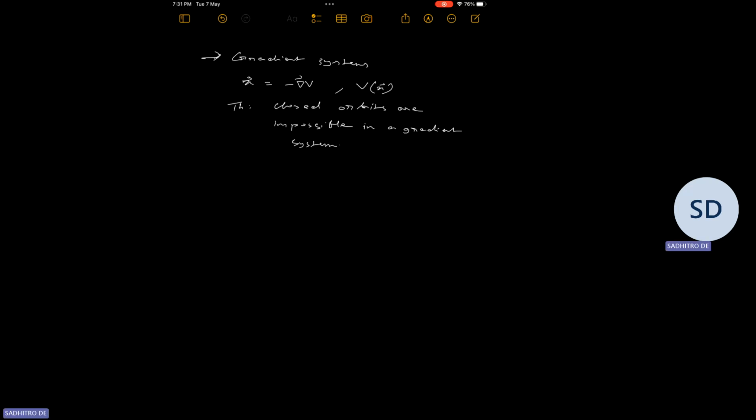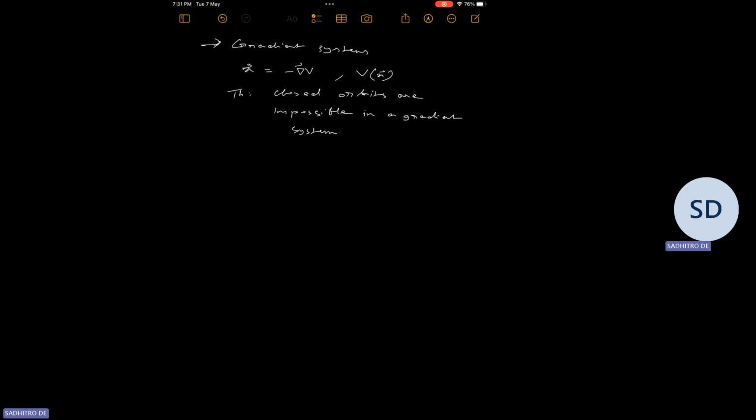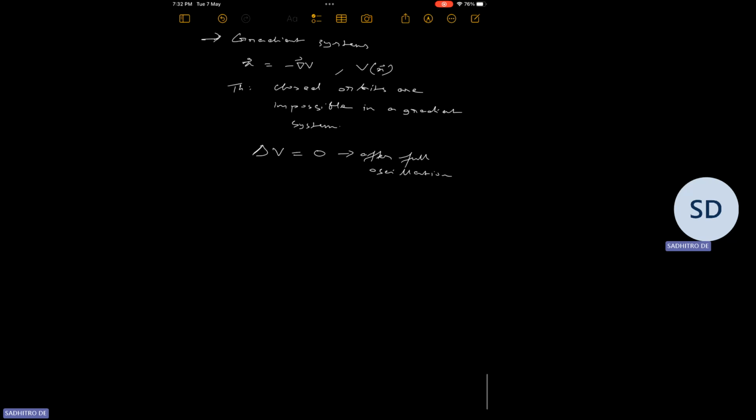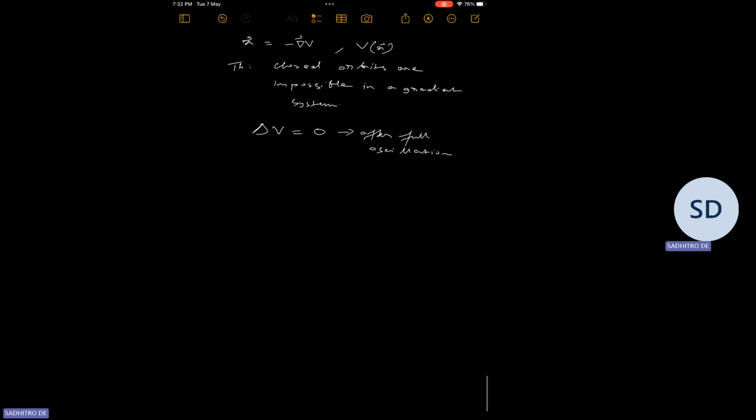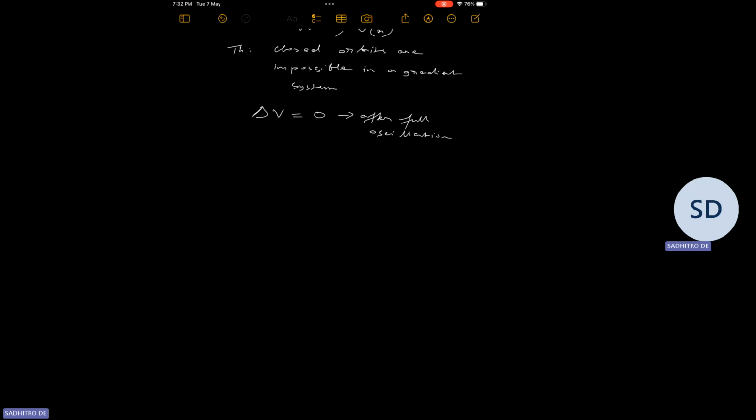So suppose that there was a closed orbit in a gradient system. So if there was a closed orbit, then basically it means that a trajectory will return to its starting point after completing one oscillation. And so the net change in potential, since V is only a function of x, delta V will be zero after a full oscillation, right? So if there exists a trajectory along which delta V is equal to zero upon completing an entire orbit, then that will correspond to a closed orbit in that system.